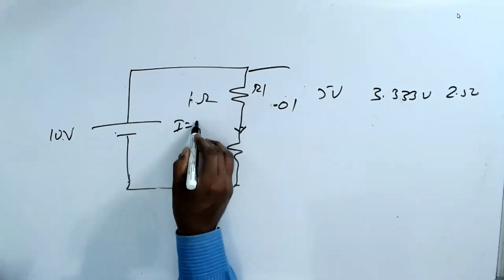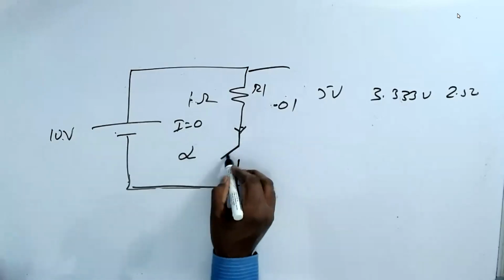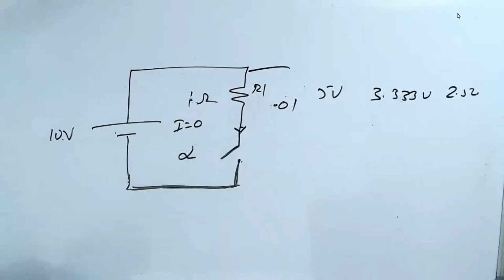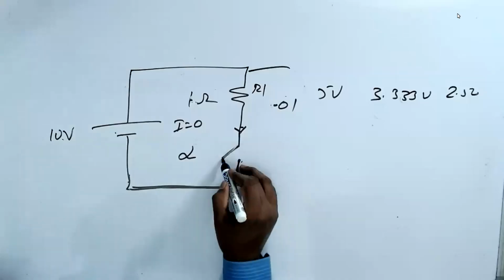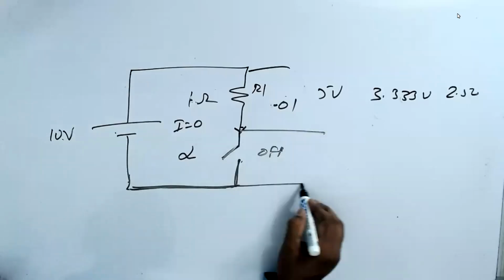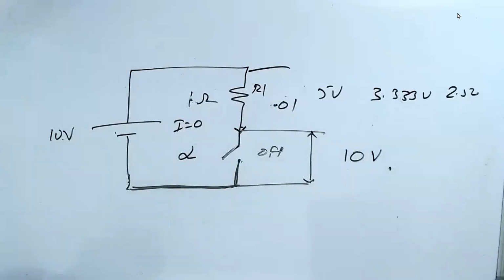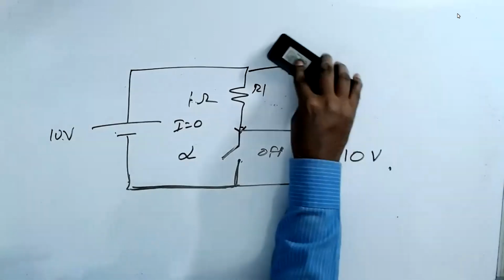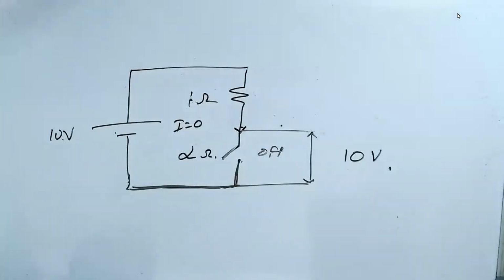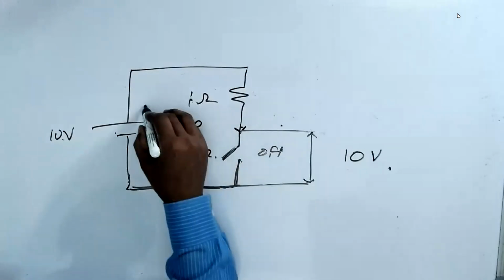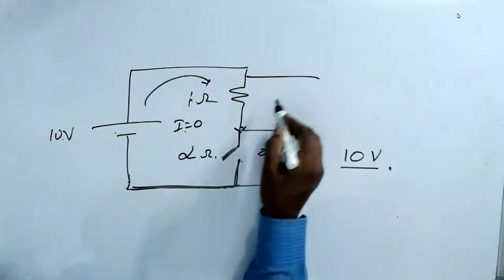I becomes 0. That means this is going to be open. A switch. Sorry, the switch is off. When the switch is off, the voltage is how much? 10 volt. Do you agree with this? Because the switch is off, I is equal to 0. When I is 0, I got 10 volt here. How come? This is V1.